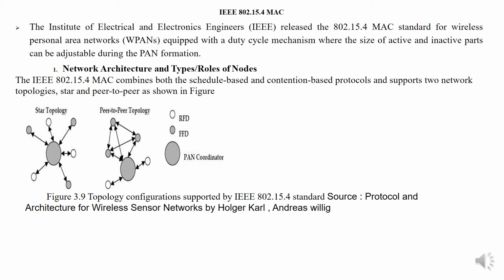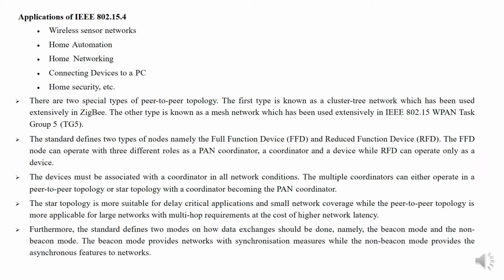Network architecture and types, roles of nodes. The IEEE 802.15.4 MAC combines both the schedule-based and the contention-based protocols and supports two network topologies, star and peer-to-peer, as shown in the figure. Applications of IEEE 802.15.4 wireless sensor networks: home automation, home networking, connecting devices to a PC, home security, etc.